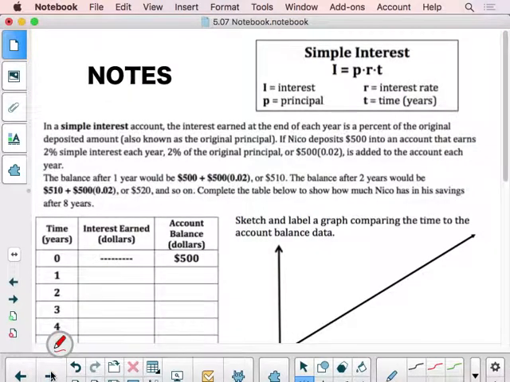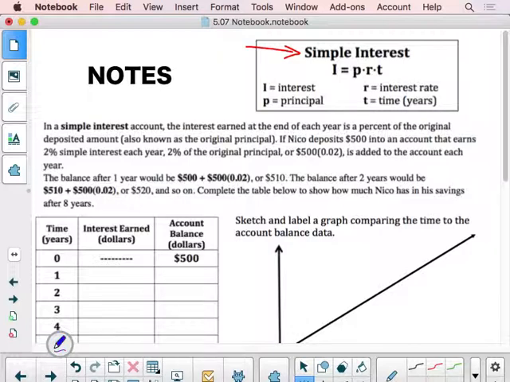So you'll see up here in the box at the top that we have the simple interest formula, I equals P times R times T. I'm going to walk you through a really basic example here, and then we'll get you rocking and rolling with a couple of examples and get you started on the homework. In a simple interest account, it's not too terribly complicated, we're going to walk you through an example here with Nico.